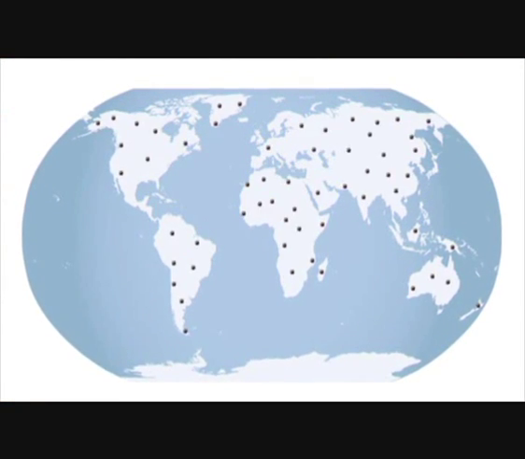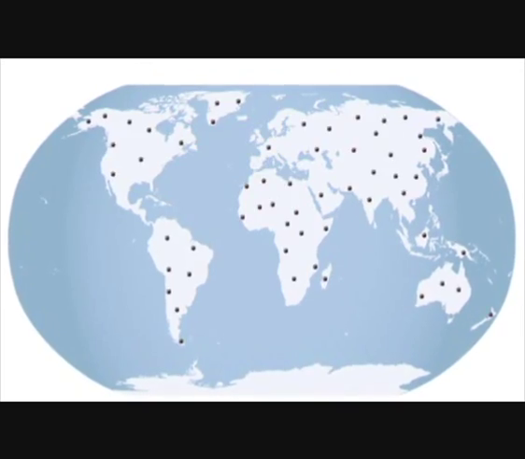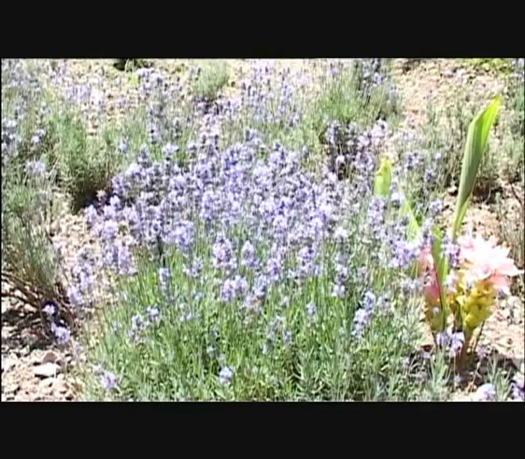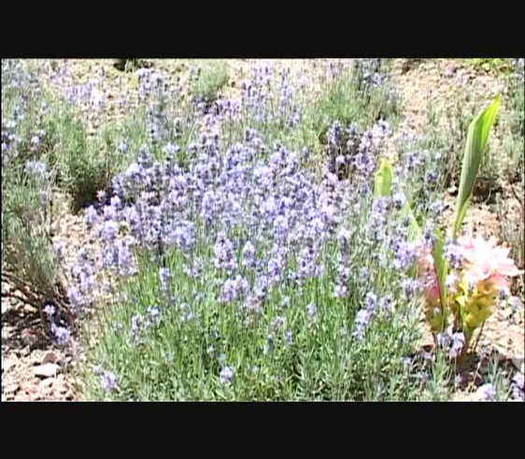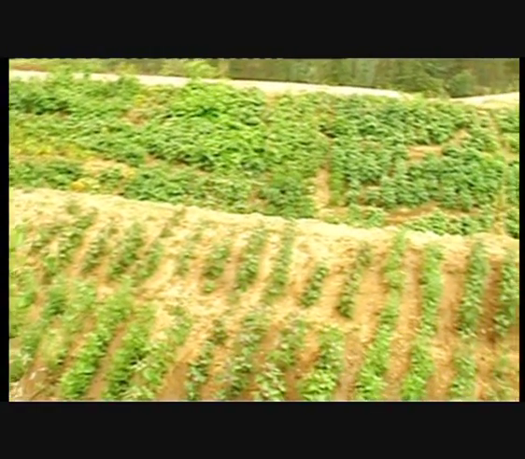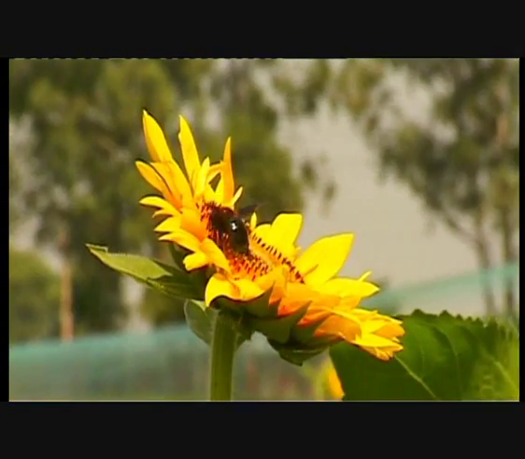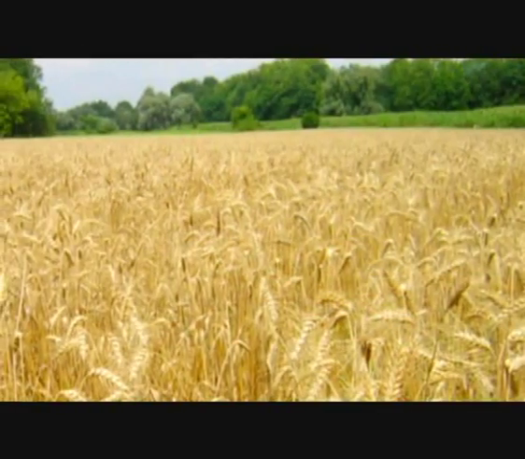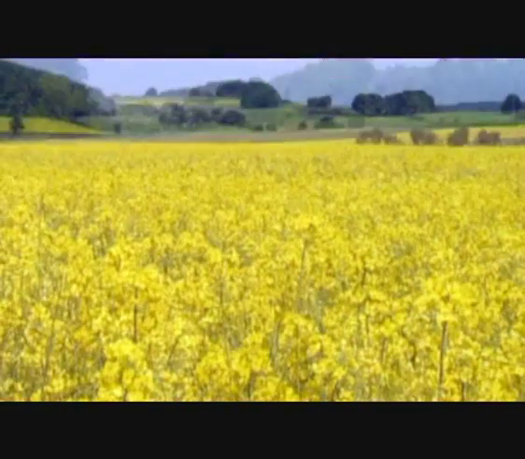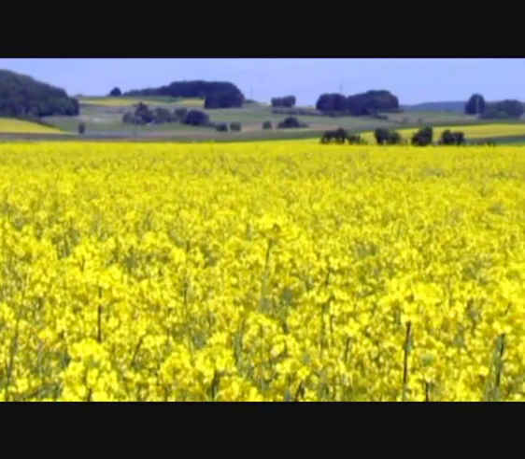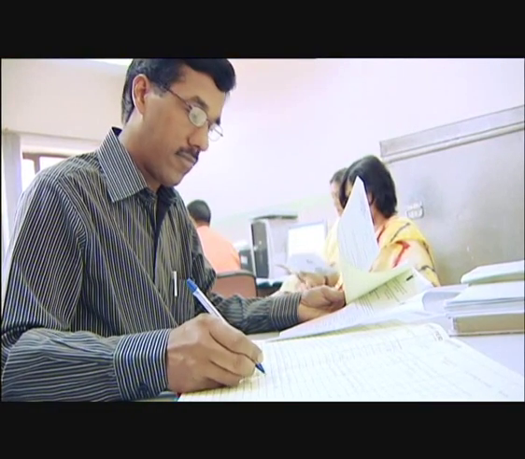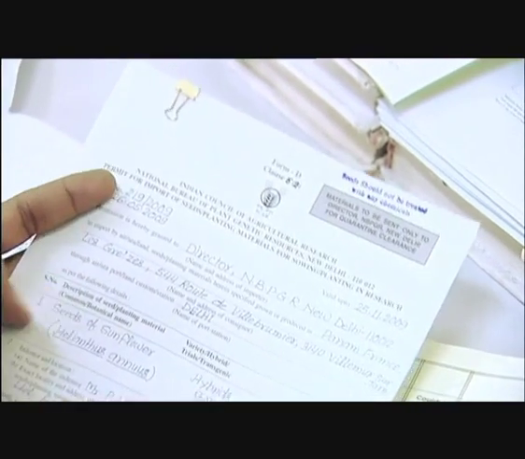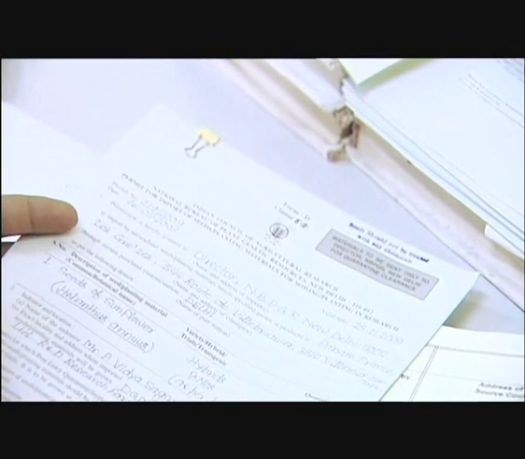NBPGR has linkages with more than 100 countries for exchange of germplasm. The introduced germplasm of different plant species are acclimatized to the new phytogeographical conditions and established successfully. These introductions have played an important role in diversification of Indian agriculture. All the consignments imported into India require an import permit issued by the director NBPGR and a phytosanitary certificate issued by the plant quarantine agency of the exporting country.